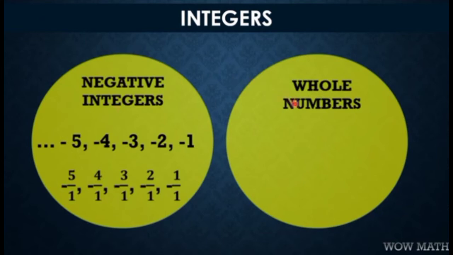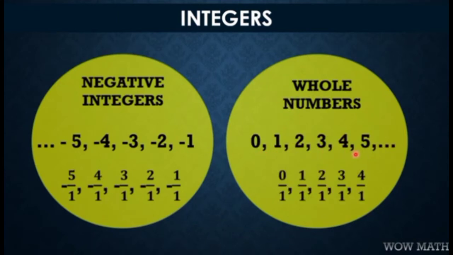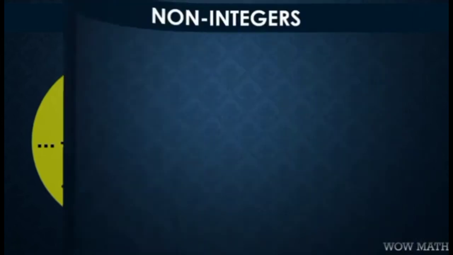Now, under whole numbers, it's the same. I have 0 and positive numbers. These numbers can be expressed in the form of a over b like this: 0 over 1, 1 over 1, 2 over 1, 3 over 1, 4 over 1, and so on. Why? Because 1 over 1 is still 1. 3 over 1 is still 3. So negative integers and whole numbers are examples of rational numbers. Now, let's proceed to non-integers.